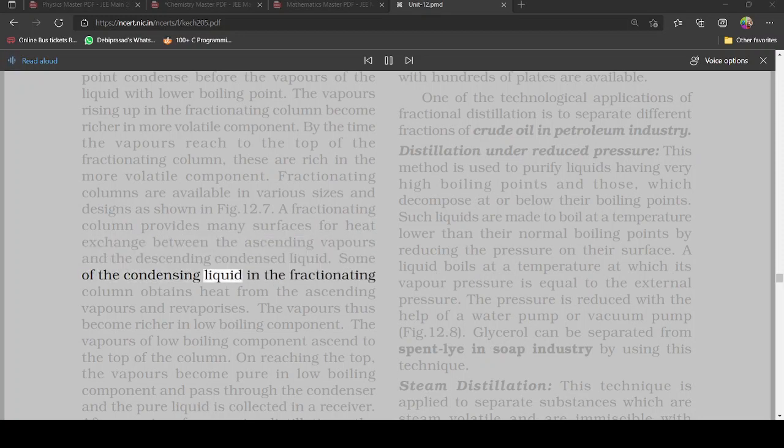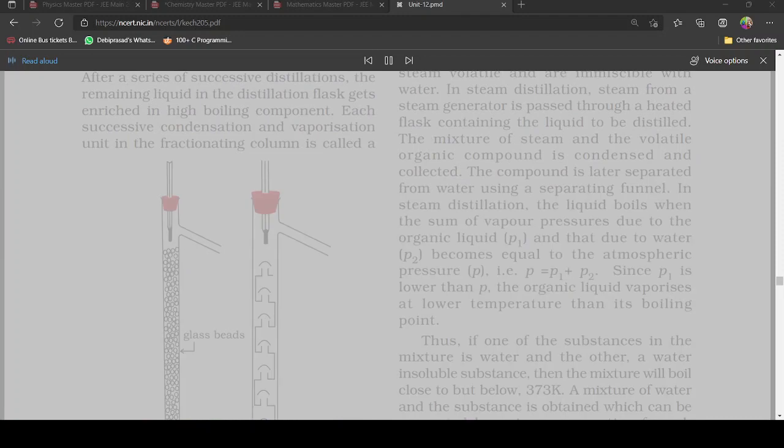Some of the condensing liquid in the fractionating column obtains heat from the ascending vapors and revaporizes. The vapors thus become richer in low boiling component. The vapors of low boiling component ascend to the top of the column. On reaching the top, the vapors become pure in low boiling component and pass through the condenser, and the pure liquid is collected in a receiver. After a series of successive distillations, the remaining liquid in the distillation flask gets enriched in high boiling component.